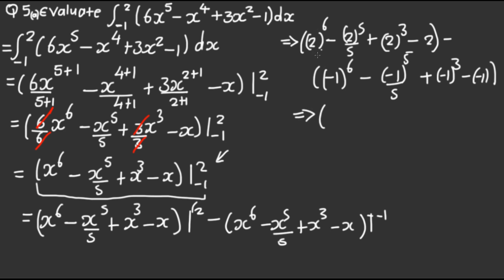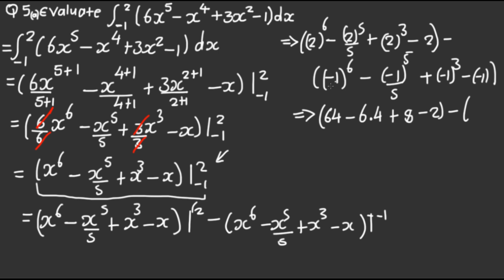2 raised to the power 6 is 64, minus 2 raised to the power 5 is 32. 32 divided by 5 will give us 6.4, plus 2 raised to the power 3 is 8, minus 2. Then whenever you have a number raised to an even number, if the power is an even number like 2, 4, 6, 8, the sign will change from a negative to a positive in case you are given a negative.